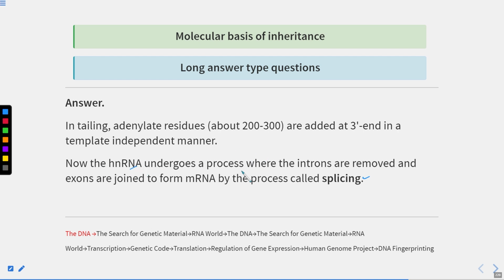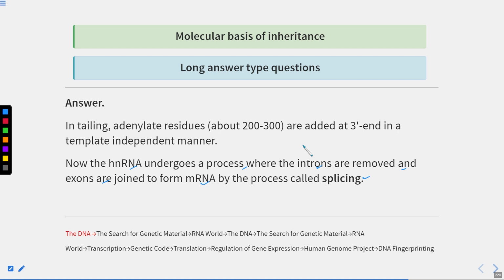Now, what happens here? The hnRNA undergoes a process where the introns are removed. Introns are the non-coding regions, so they have to be removed, and exons are then joined together to form the mature mRNA. This process is known as splicing. So these are the three post-transcriptional modifications that happen in eukaryotes. We are talking about eukaryotes, and there is no post-transcriptional modification in prokaryotes.